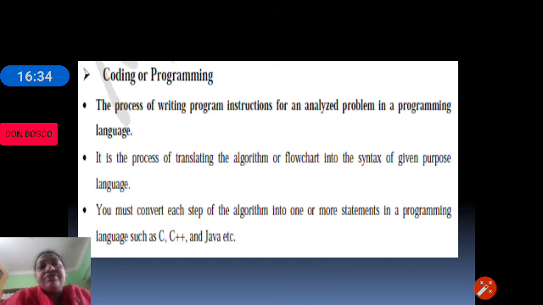It is a process of translating the algorithm or a flowchart into a computer language program. So the algorithms and flowcharts, whatever you have studied, we need to convert them into programs. And to convert them into a program, we need to learn languages. Some of the languages are C, C++, and Java. So if you learn these languages, you can write programs.